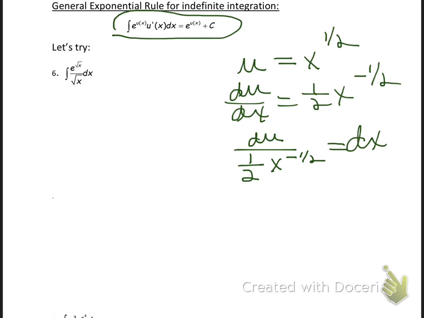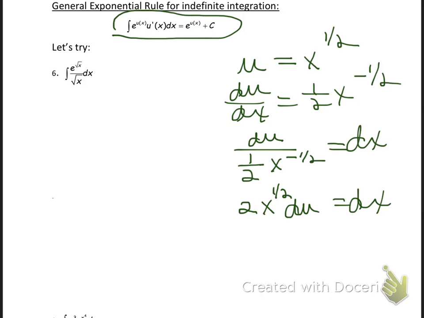But that looks very cumbersome. So if you divide by 1/2, you really multiply by 2. So let's bring the 2 up. If your x is a negative exponent in the denominator, if you bring that up, it's going to be positive. So look what happened this time. My dx is 2 radical x du. Okay? So let's do our switches.